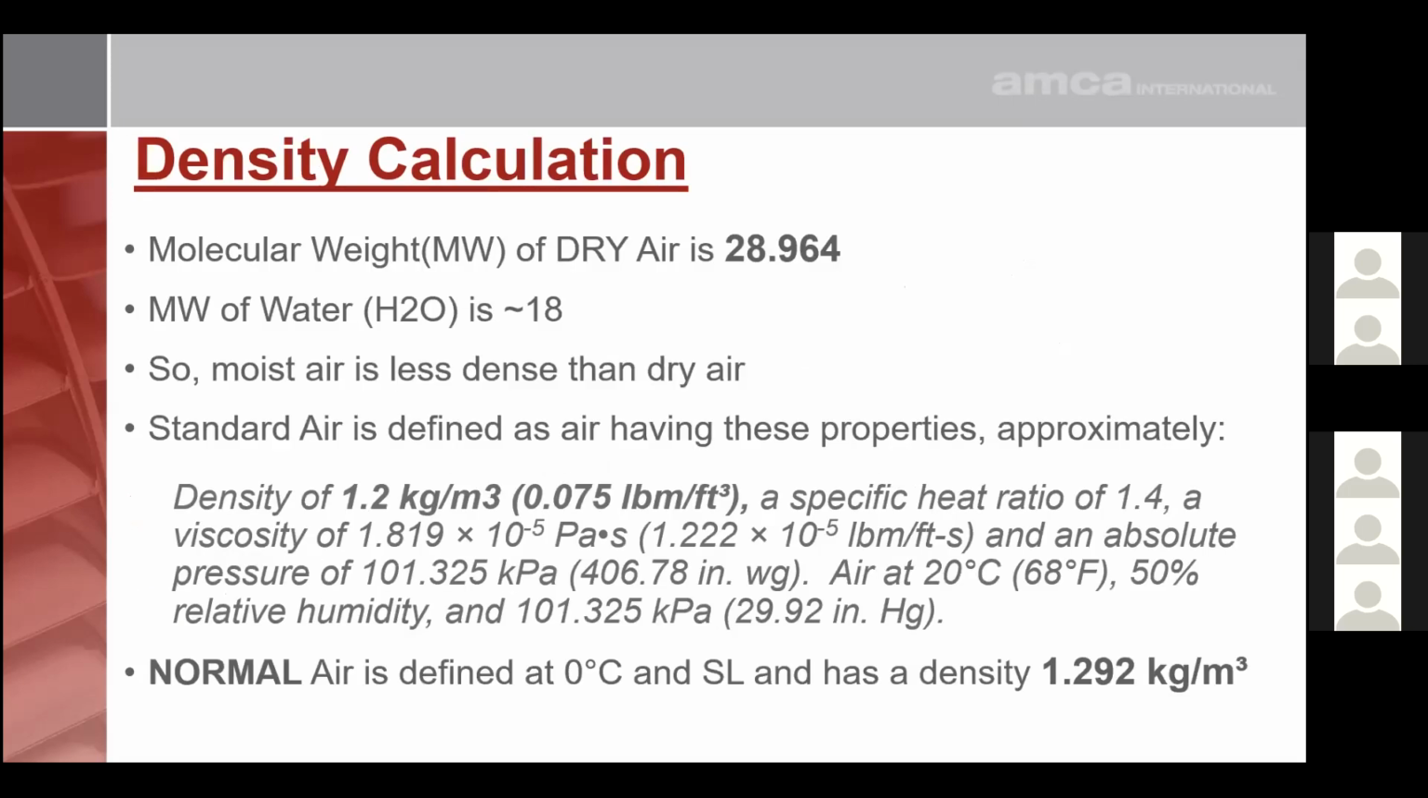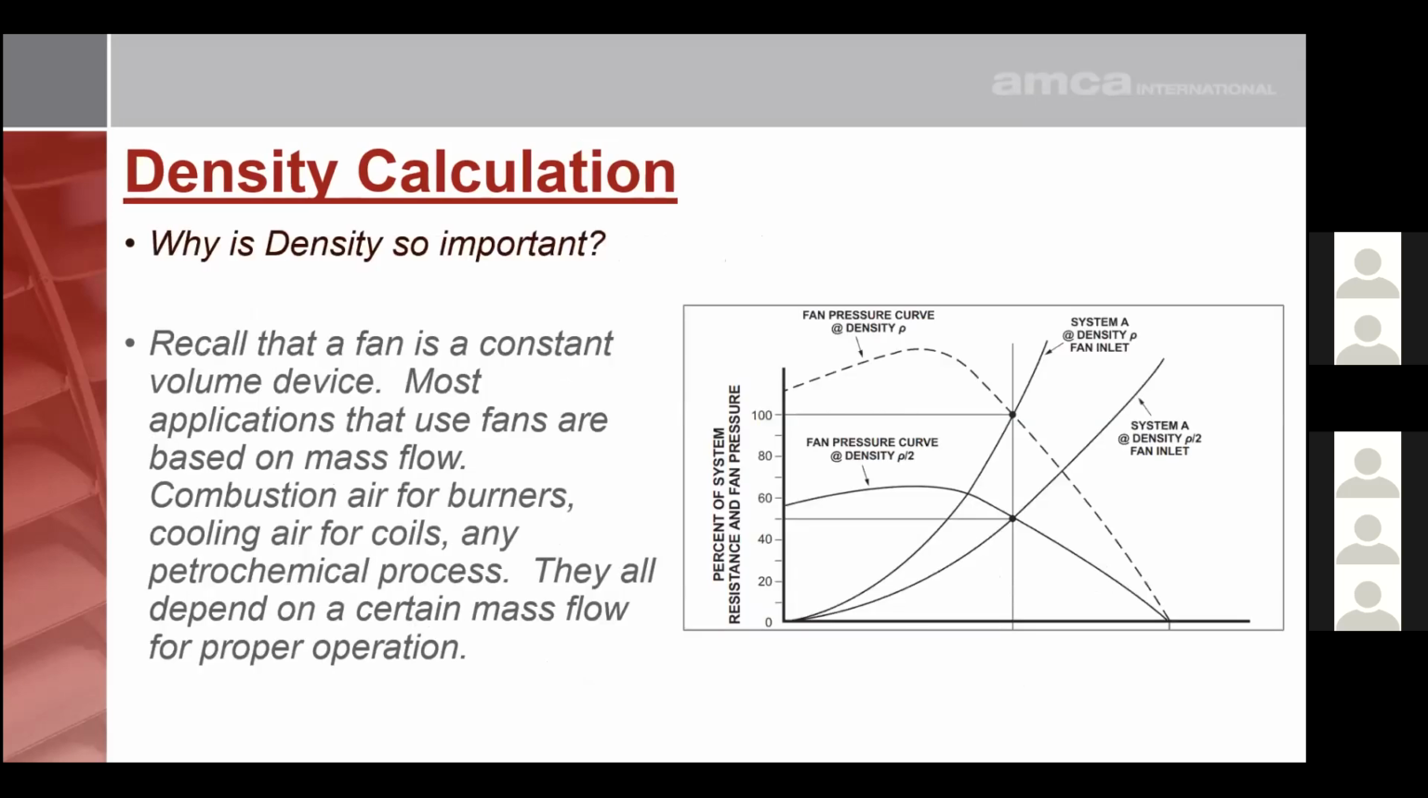I'm going to speed it up a little bit here. Basically speaking, the molecular weight of dry air is 28.964, and water has a lower molecular weight. So if you have moist air, the air will be less dense because each water molecule will displace one molecule of air. And so the net effect of that mixture is that the molecular weight will be reduced. We also have some concepts here of standard air and normal air, and these relate back to the standard flow rates and the normal flow rates.